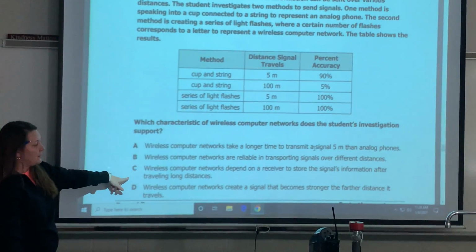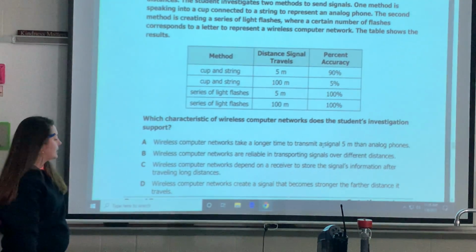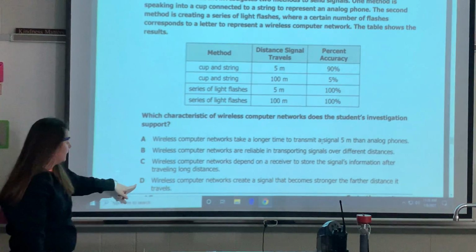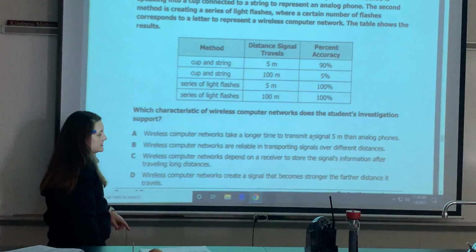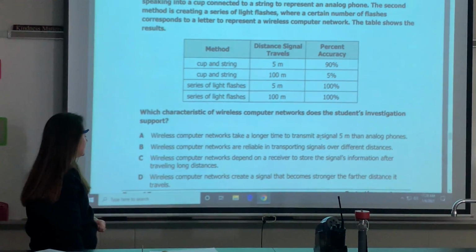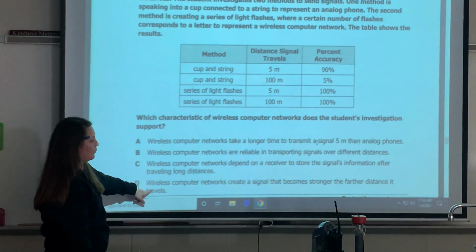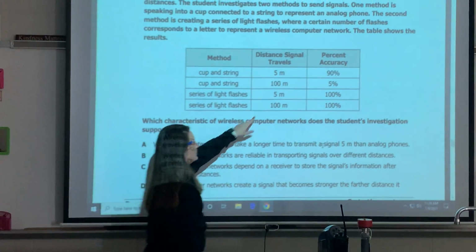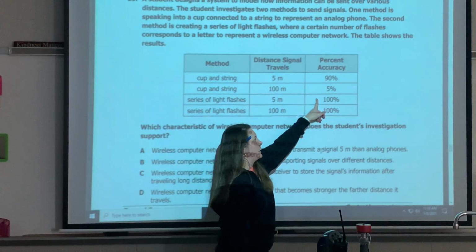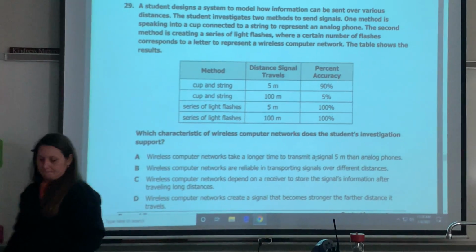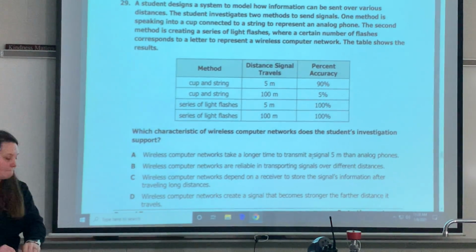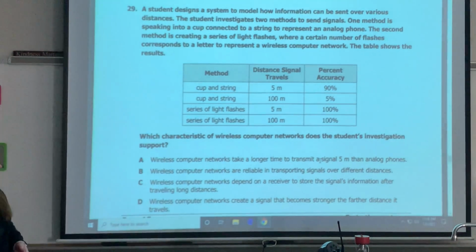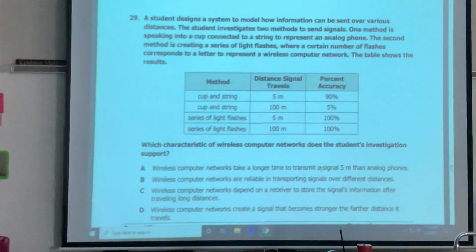Wireless computer networks depend on a receiver. This has nothing to do with a receiver. It didn't say anything about a receiver. The wireless computer networks create signals that become stronger farther as it travels. Well, this one is not showing that, because we have different distances and we're both at 100%. It didn't say anything about the strength of that signal. Let's go to number 30.